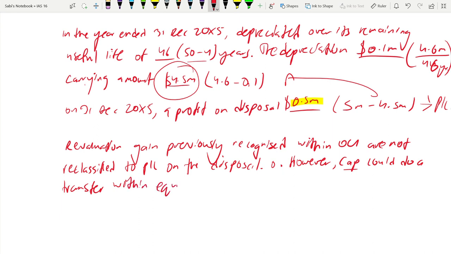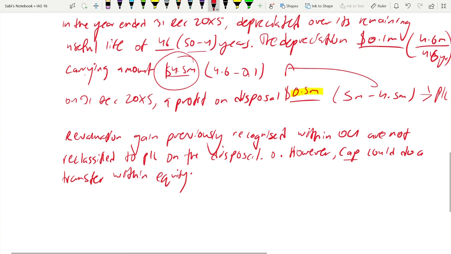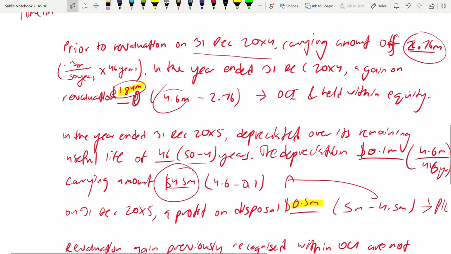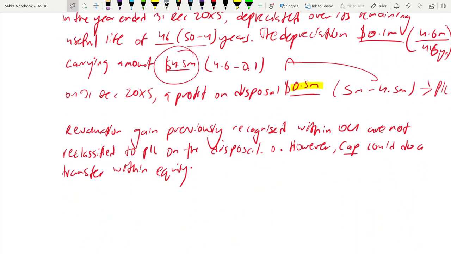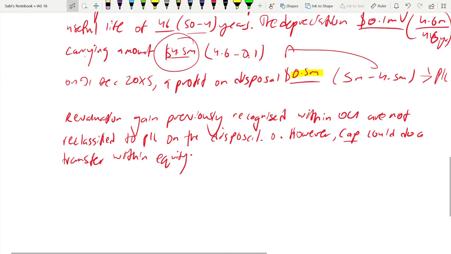This you can do. Transfer you can do. What is that transfer? What was that gain previously recorded? I have highlighted it, 1.84. You can bring it to retained earnings, as I told you, right? From revaluation reserve, bring it into retained earnings. You can transfer it.